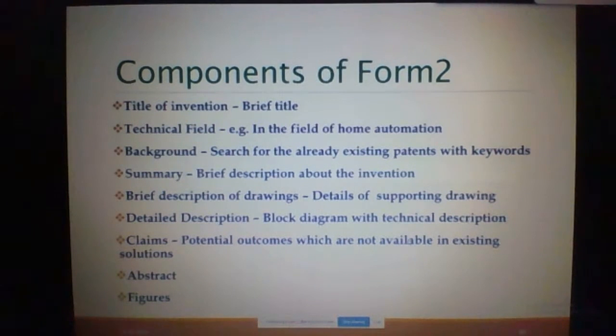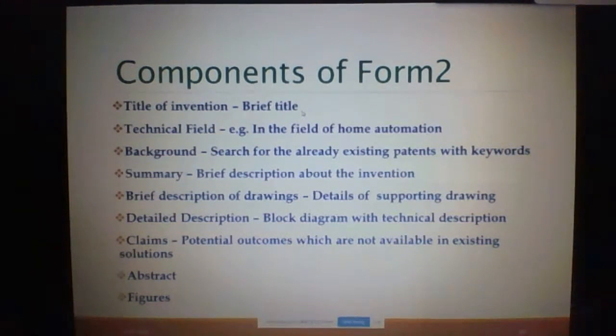It is very easy to fill, but technical knowledge is required whenever you are filling in these details. The first is the title of invention. According to me, first fill in all the rest of the details, and at last, sitting with multidisciplinary team members, finalize a very catchy title to define your innovation. The title is first, but you fill it at last. Then technical details, the technical field.